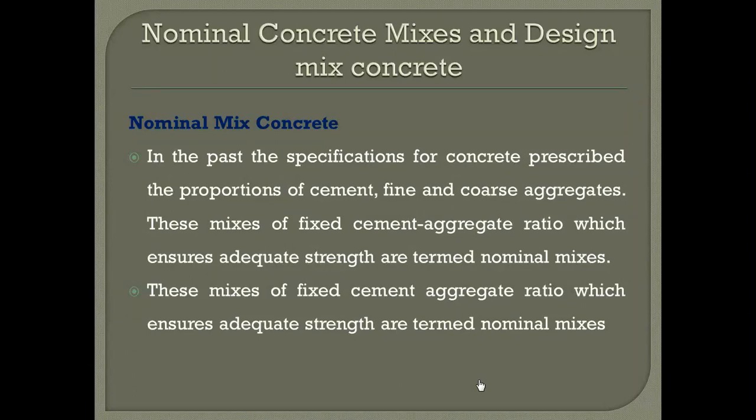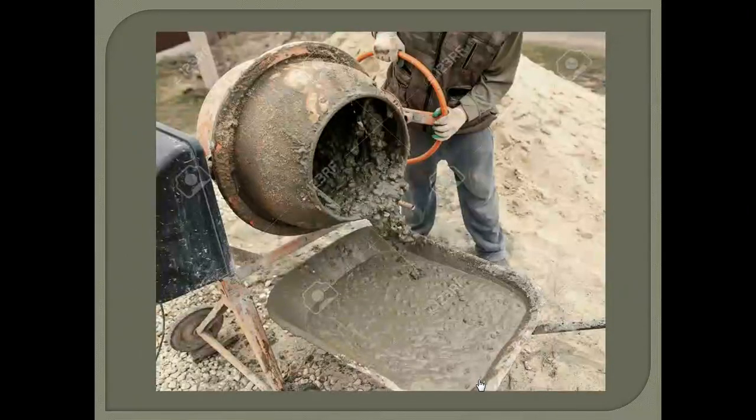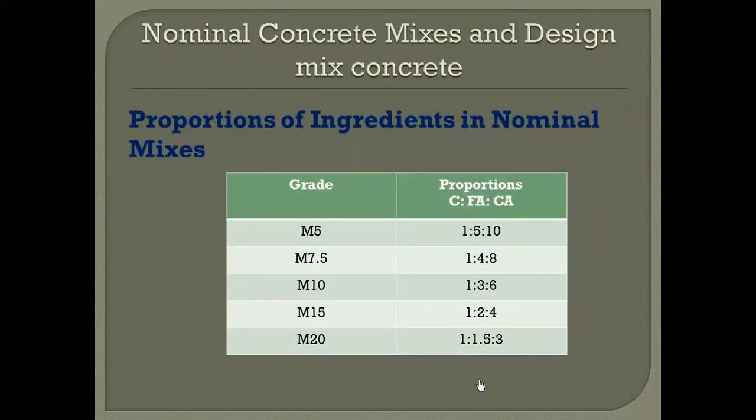In the nominal mix concrete, all the proportions were fixed in the past when they started preparing the IS code. So all the specifications of the proportions of cement, fine and coarse aggregate are already fixed, and the cement aggregate ratio is also fixed. These nominal mixes give adequate strength as per their mixes, but the mix proportions are already fixed. So nominal mix is usually used for small scale works.